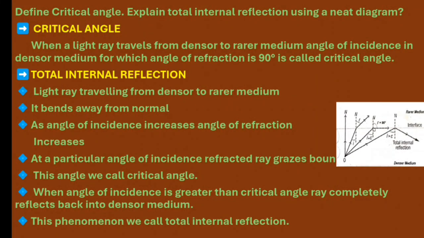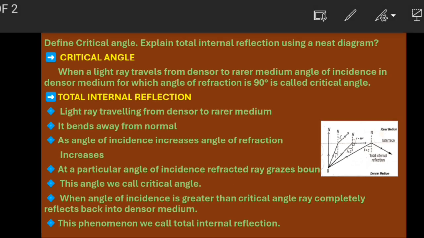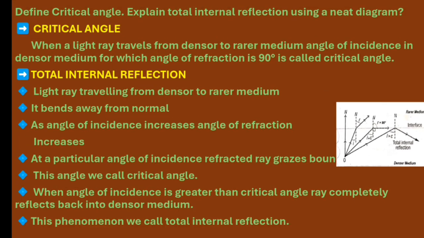Hello students, let us discuss the short answer questions of ray optics and optical instruments, chapter 2. In that, the first question: define critical angle, explain total internal reflection using a neat diagram. Okay, so first let us know what is critical angle.